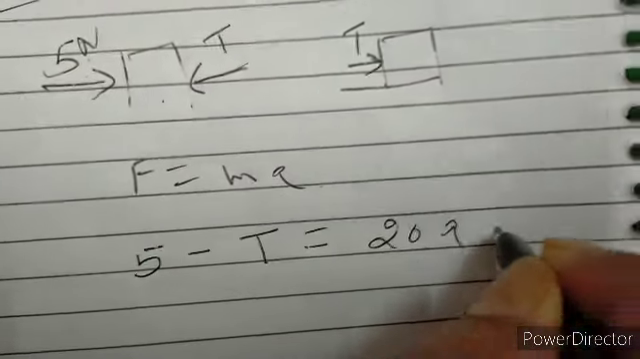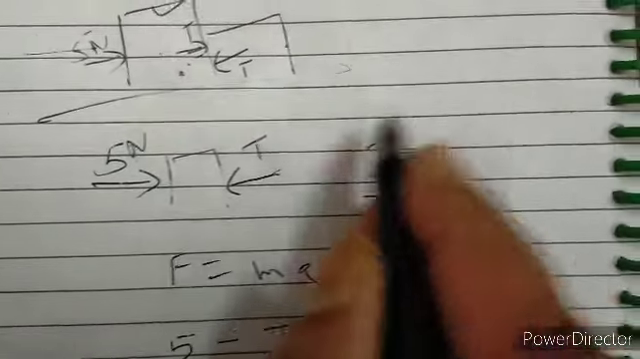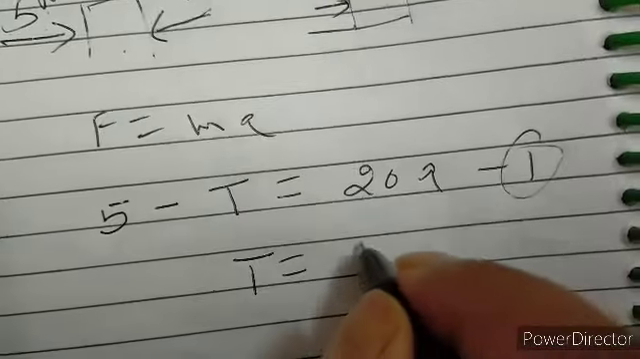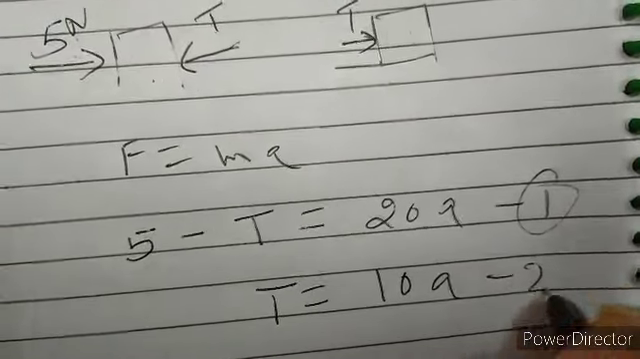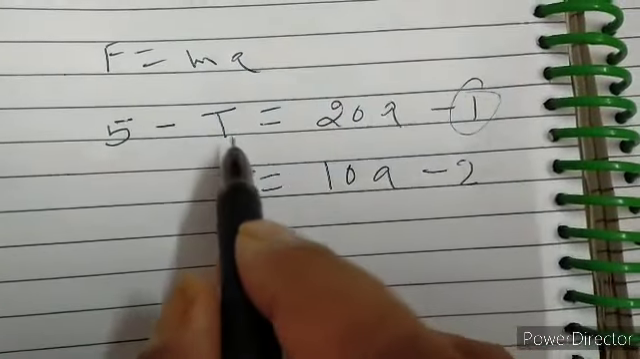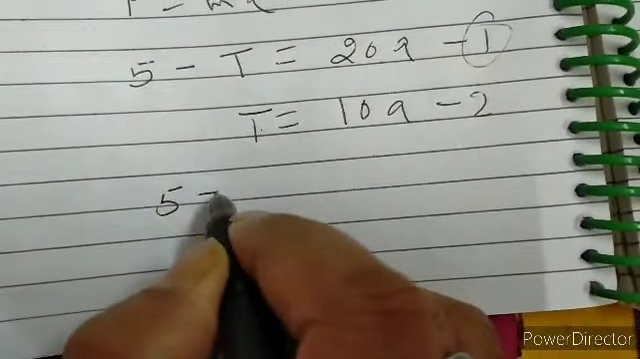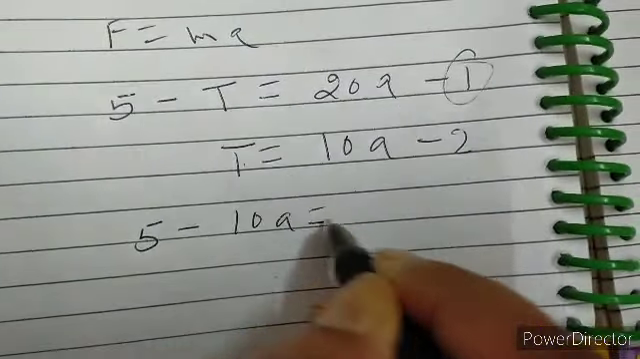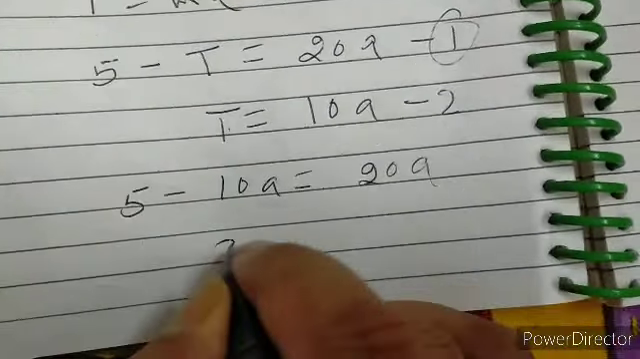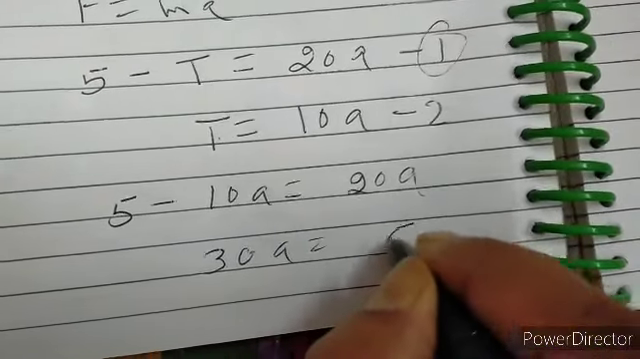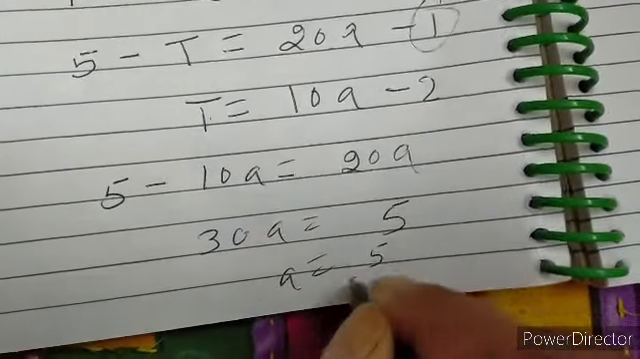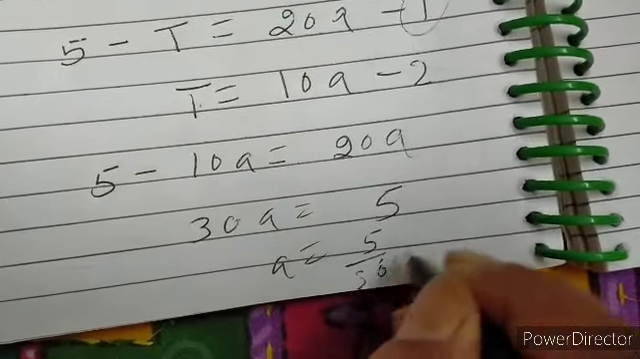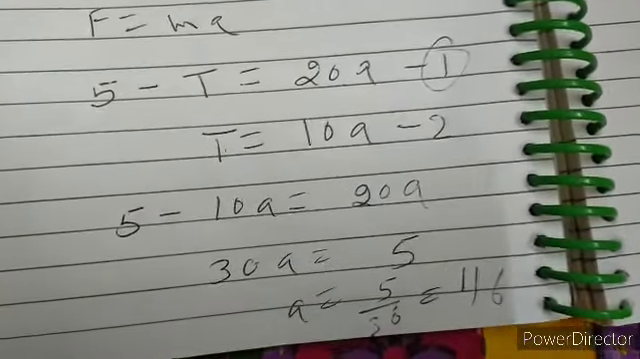What is the mass? 20, so 20A. Equation 1. Now for this block only one force is acting. T = ma. This m is mass 10 kilogram, so T = 10A, equation number 2. Now if we substitute the value of T over here, 5 minus 10A is equal to 20A. Then 30A is equal to 5. Then A is equal to 5 by 30.